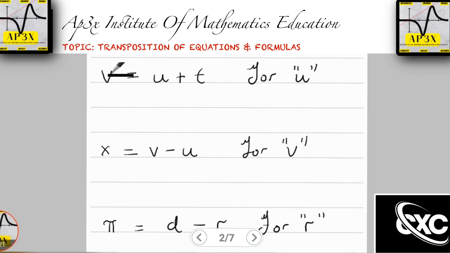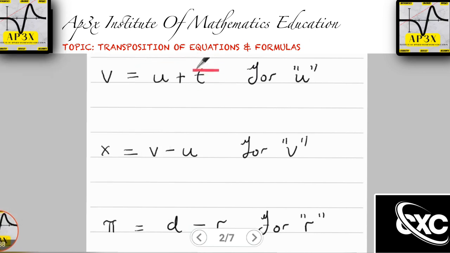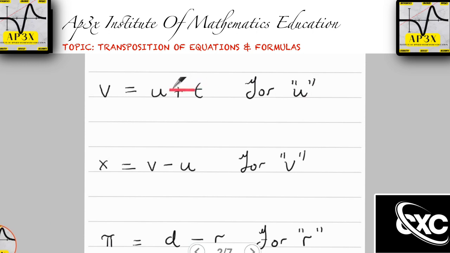So for this one here, it says v is equal to u plus t. And we're being asked to make u the subject. So this is very simple here, because there's only one variable that is connected to my intended subject u. Since that t is connected to my subject, I'm simply going to transpose the t to this side here, and I'm going to end up with v take away t is equal to u.